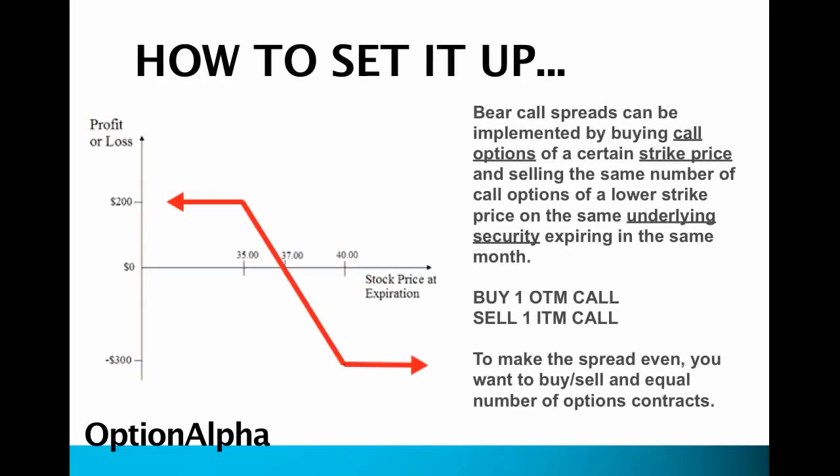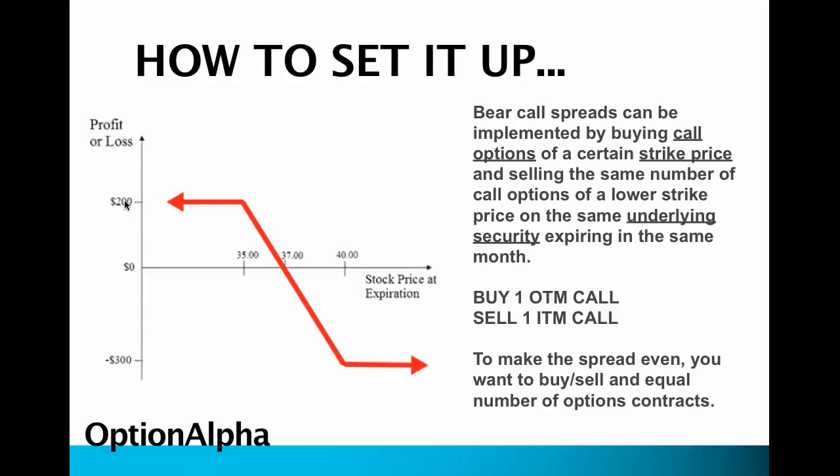Now, how to set this up? It's very easy to set up these bear call spreads. They are implemented by buying one call option of a certain strike and then selling a number of call options of a lower strike with the same underlying security, and the same expiration date and expiration month. So what we're going to do here is buy one out of the money call at a strike price of 40. So we're going to buy a 40 strike call, and then we're going to sell a more expensive in the money call at 35, creating a total credit of $200 when all said and done.